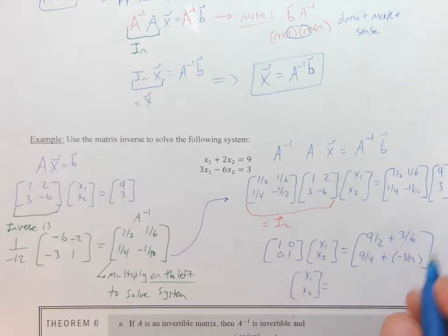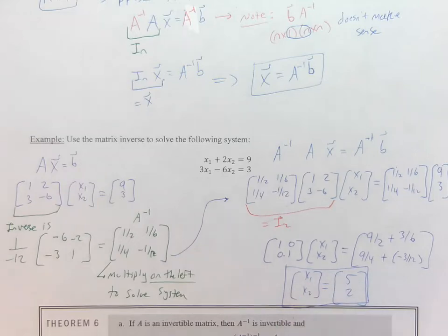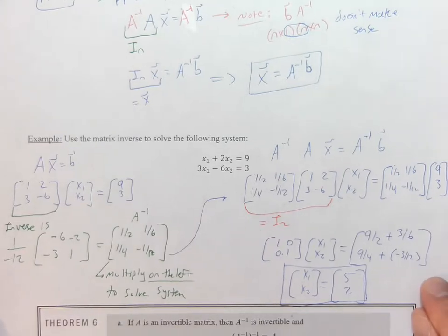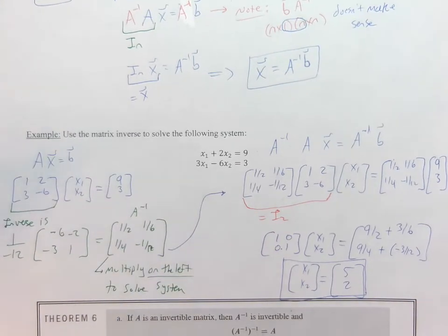And so when you add those two things together, you get 5. And when you add those two things together, you get 2. And so the solution of this system is 5, 2. And we found it using the inverse rather than row reduction or something like that. And so again, it's a really nice way to solve systems sometimes. Computer programs oftentimes use this to solve systems.